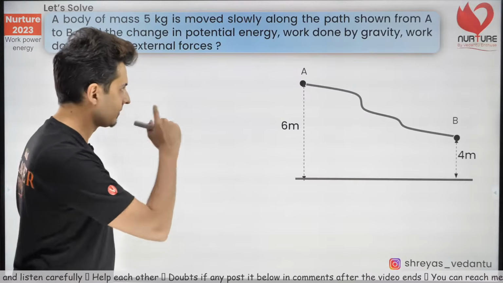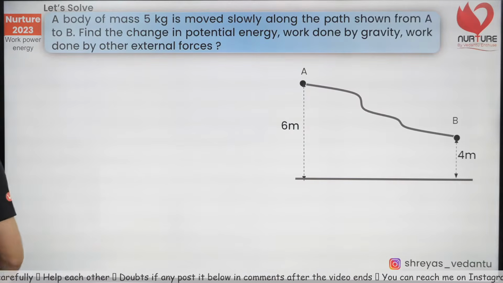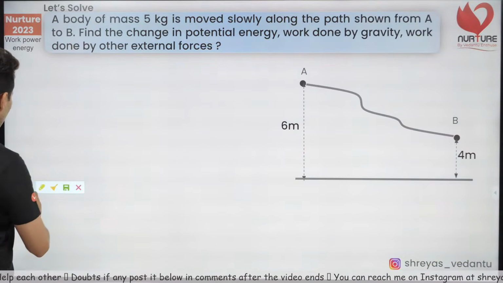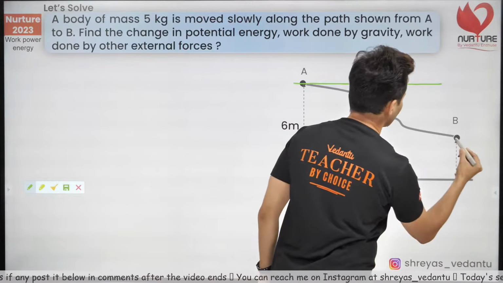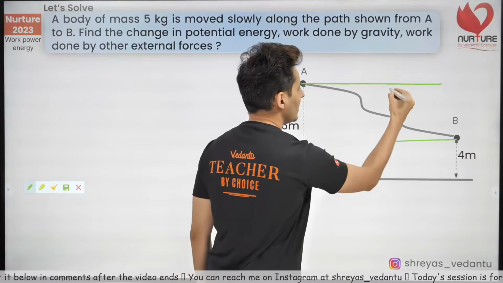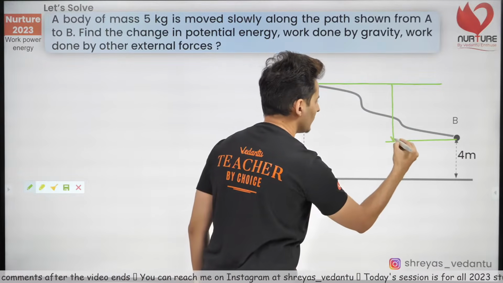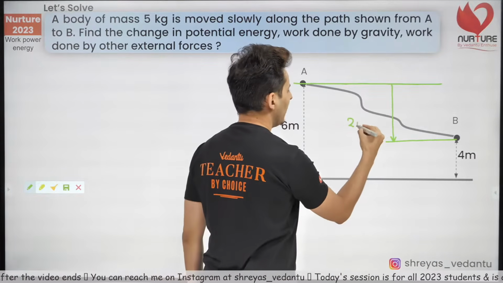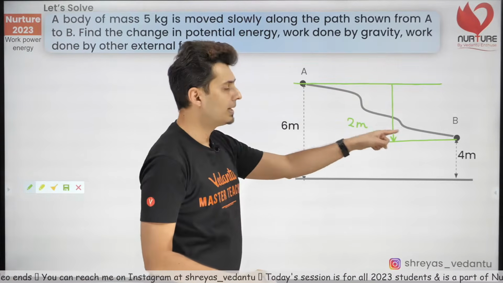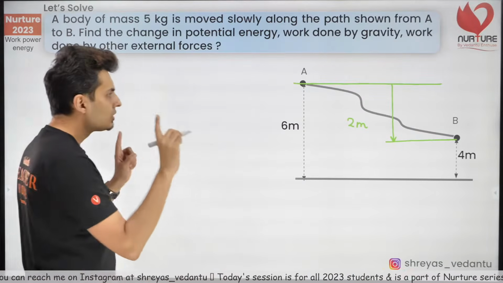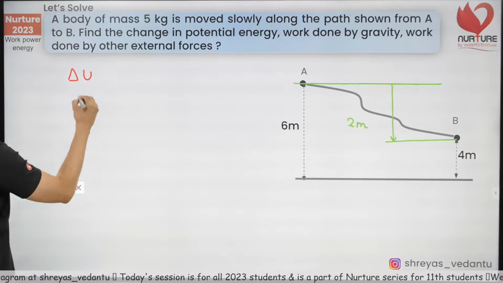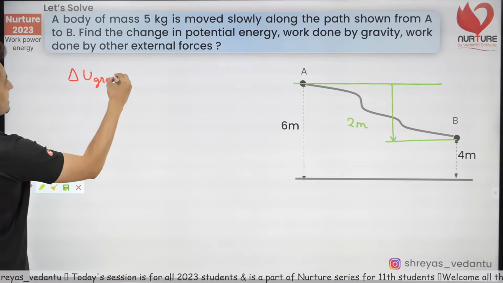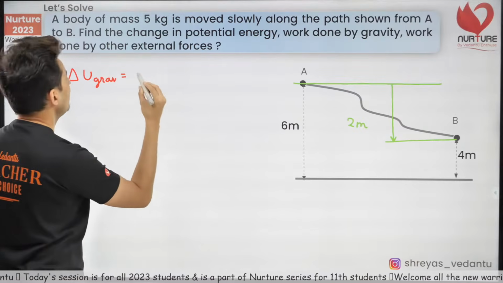Very interesting thing. So when you go from point A to point B, what is happening exactly? Well, if you notice, there is some height difference which is created. In fact, it has gone down. By how many meters? By 2 meters. From A to B, it has gone down by 2 meters. So clearly, we can write one simple thing. The change in the gravitational potential energy will be mgh.